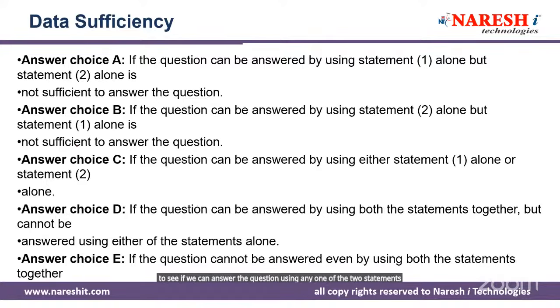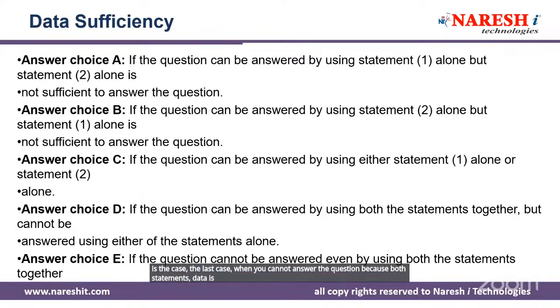That is either case. If you can answer using the first, or using the second also. If you can answer using any one statement at a time, not together, then C. D, if you can answer only using both the statements at the same time, then it is D. That means the first statement's data depends on the second statement's data. E is the last case, when you cannot answer the question because both statements' data is not sufficient.